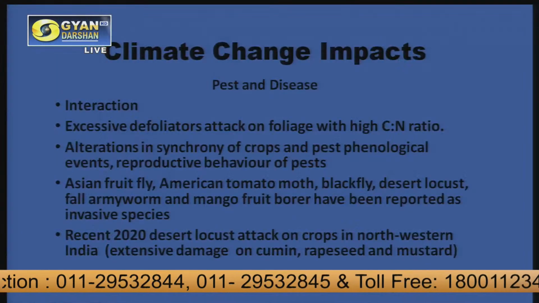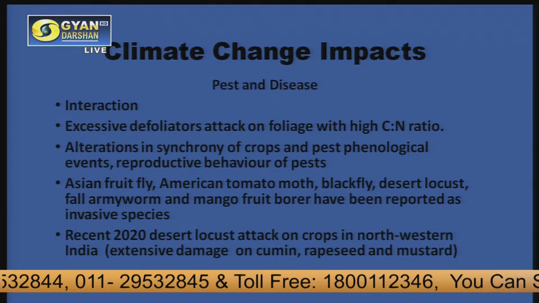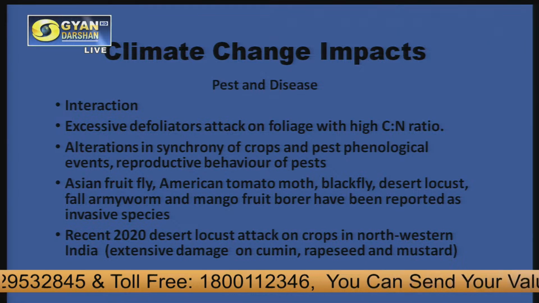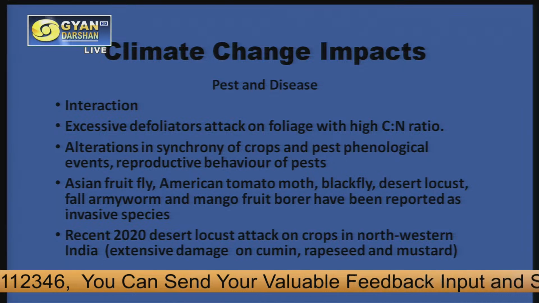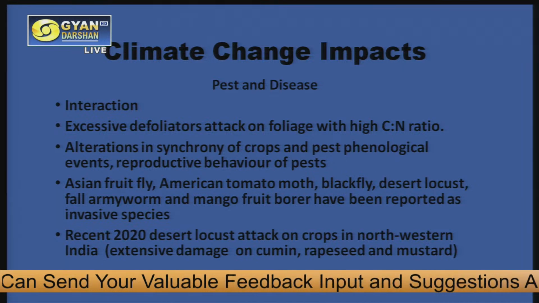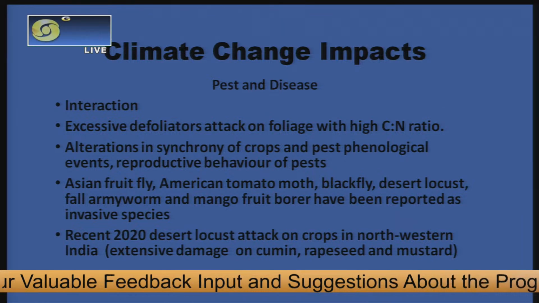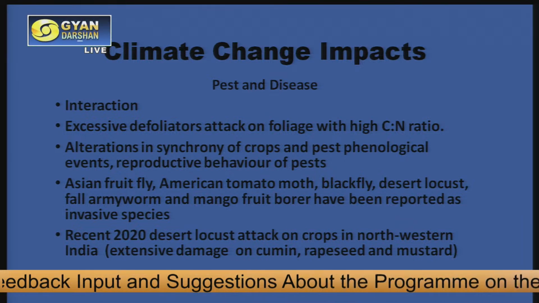So along with the yield aspect, the quality also is affected because of climate change. Now let us see the next important impact as far as agriculture is concerned, that is pest and disease. When you talk about pest and disease, there is a lot of interaction between the crop, the pest and disease causing organisms, and even the environment. So it is kind of a triangle, we call it a disease triangle. And this kind of interaction is changing fast because of climate change.